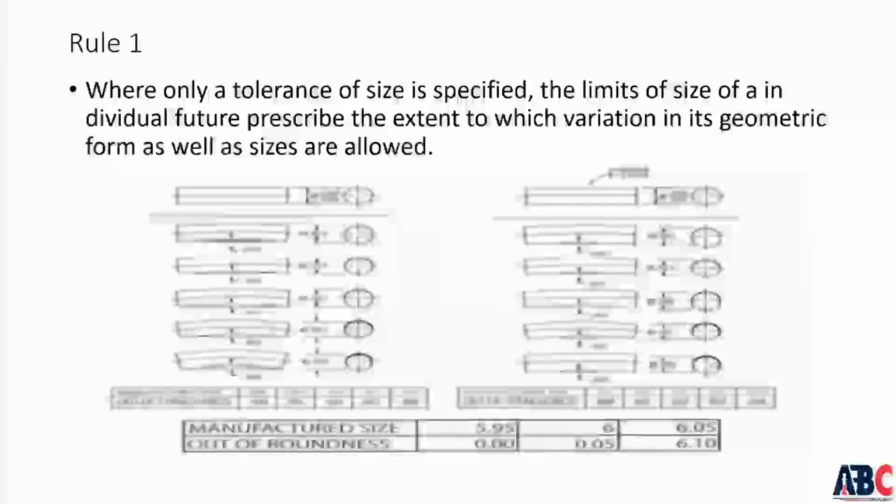Further, we will see the rule, that is Rule Number 1, which covers individual features of size, perfect form at MMC, where only a tolerance of size is specified. The limits of size of an individual feature prescribe the extent to which variation in its geometric form as well as size is allowed.